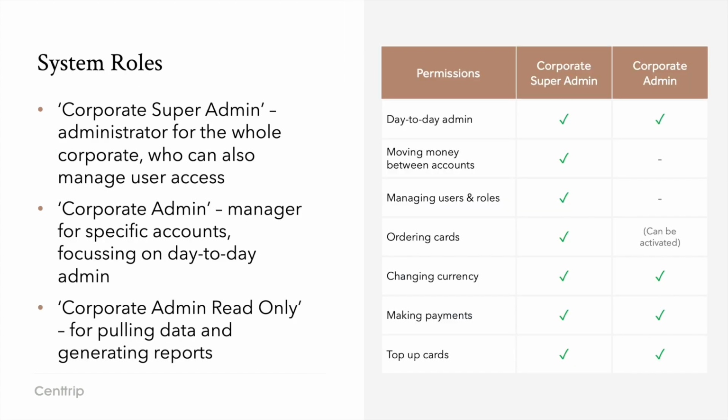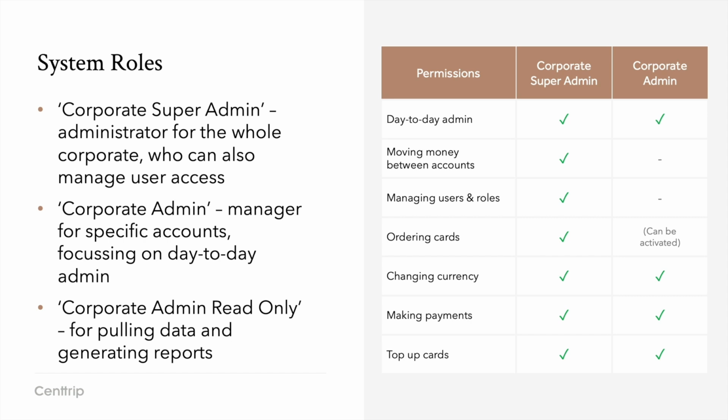Let's take a look. A system role is a role that comes by default with the platform. So when you first start using Centtrip, you're going to have these roles. You're going to have corporate super administrator, and corporate admin read-only. So your super administrator, or CSA, they're the people that look after a whole corporate. So they're the people who can create new users. That's kind of the main crucial difference.